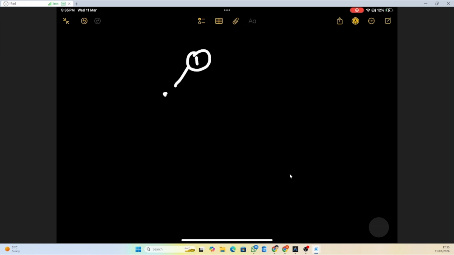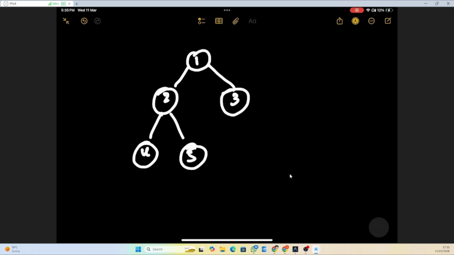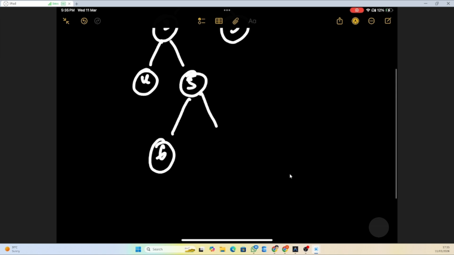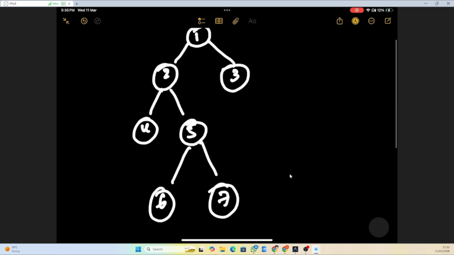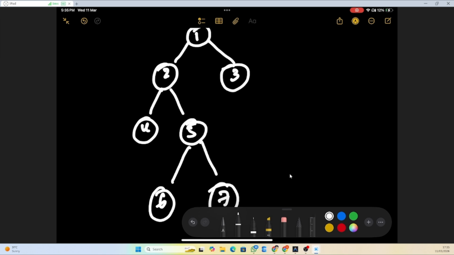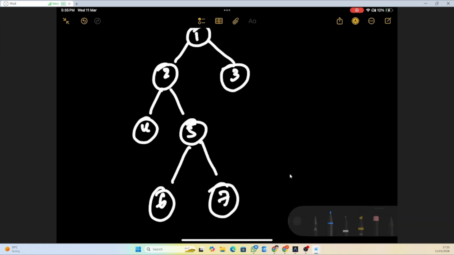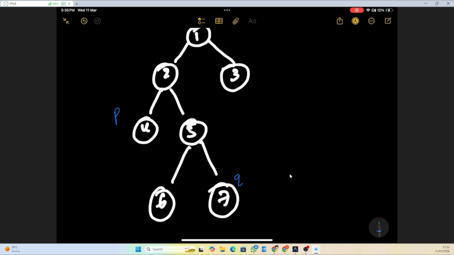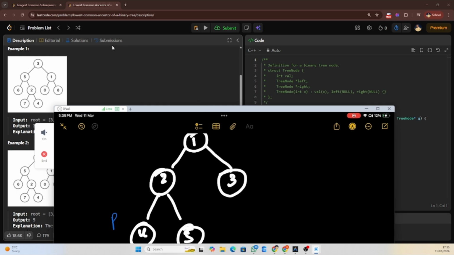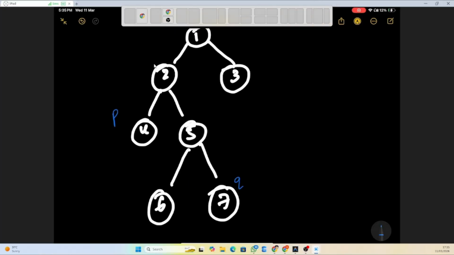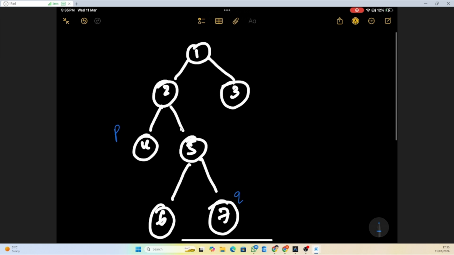Suppose we have nodes 1, 2, 3, 4, 5, 6, 7. They have given us two pointers, P and Q. What do you mean by lowest common ancestor? What's the lowest common ancestor for them? It is 2. You go up, you go up, you go up, and the new node which we reach.